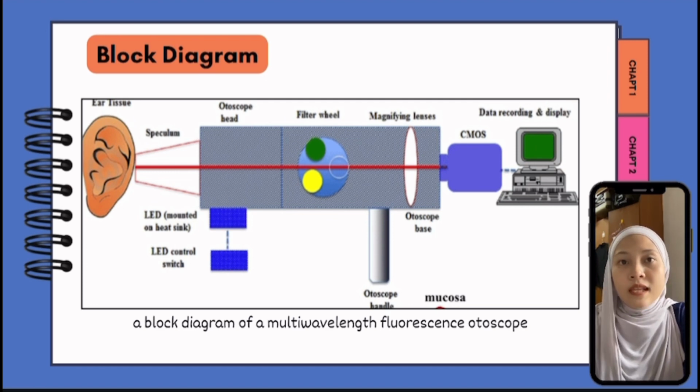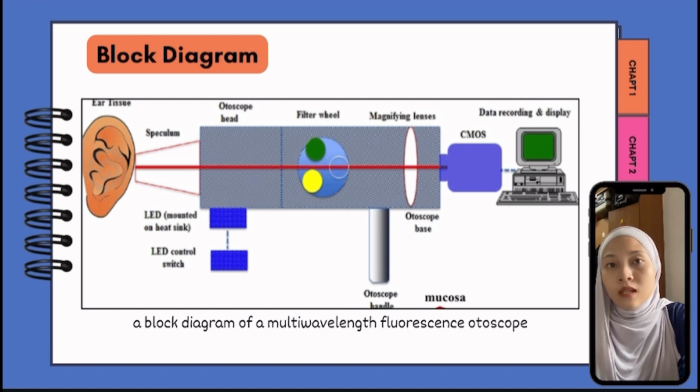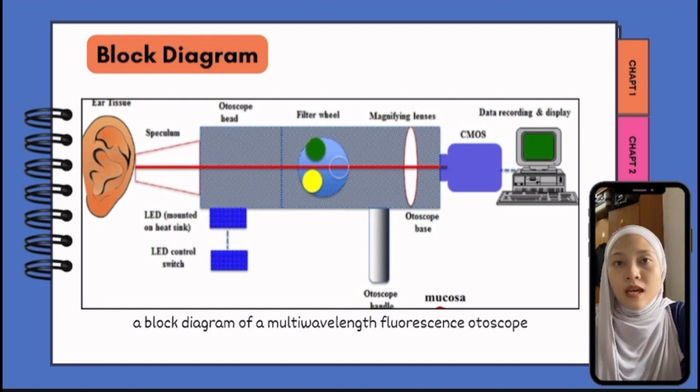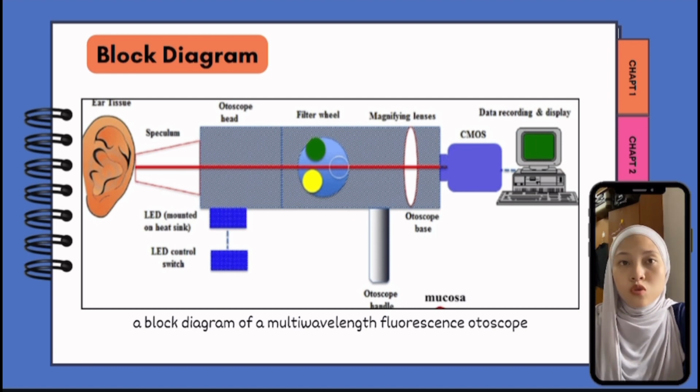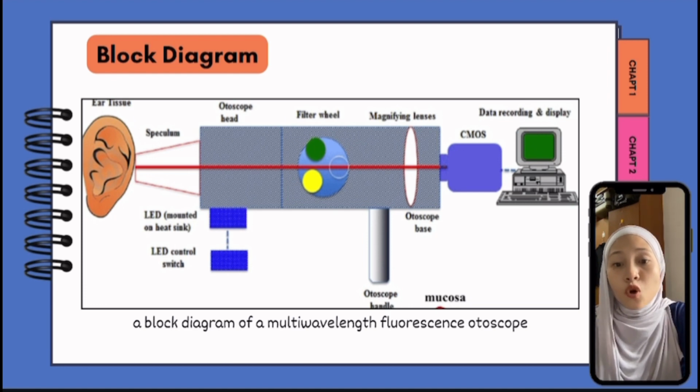It also has LEDs mounted on the heat sink. These LEDs are used as the light source of the otoscope, and the heat sink helps to dissipate heat generated by the LEDs. Next is the LED control switch. We also have this switch to turn the LED light source on and off.